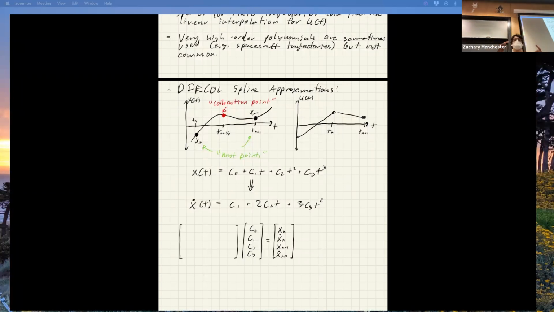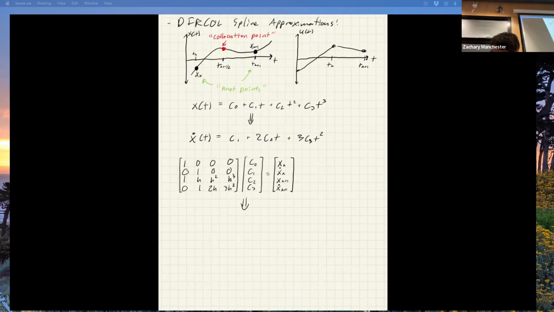I just plug in, for xk, we'll use t equals 0. For xk plus 1, we use t equals h. I can plug all that stuff in and evaluate the coefficients on the polynomial and write that down here. And then I can actually just solve this linear system the other way for the C's. So what this is telling me is, if I know the state and the state derivative at the knot points, I can solve for the polynomial coefficients and get the polynomial spline that interpolates these.